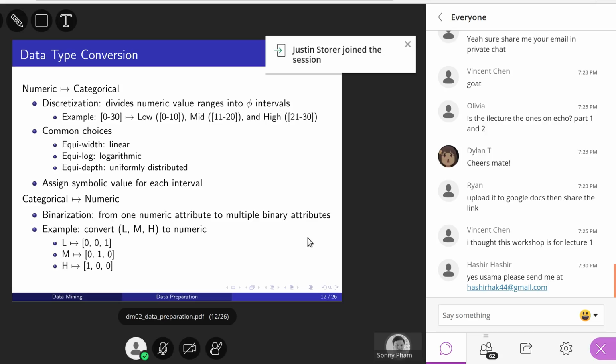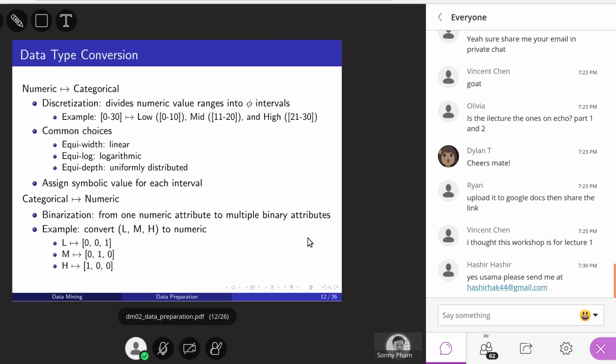Now, what I would like to do is data type conversion. From numeric to categorical, the choices are equi-width, linear; equi-log, logarithmic; and equi-depth, uniformly distributed. One of the goals I have is to make sure that you are able to distinguish between the different choices and what they mean in practice, because conversion from numeric to categorical is something that you are likely to do on a regular basis. So you have to understand how that can be done.